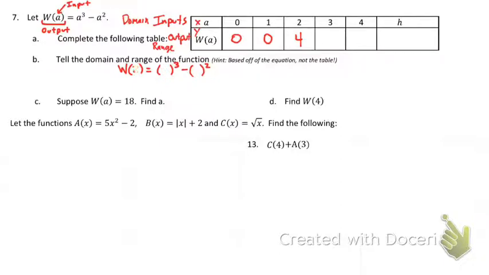The next input we're going to plug in is 3. Okay, so again, this is 3 times 3 times 3. This is 3 times 3. Let's do that math. This is 27 minus 9. Okay, 27 minus 9 gives me 18. And that means using my function W, if my input is 3, then my output is 18.